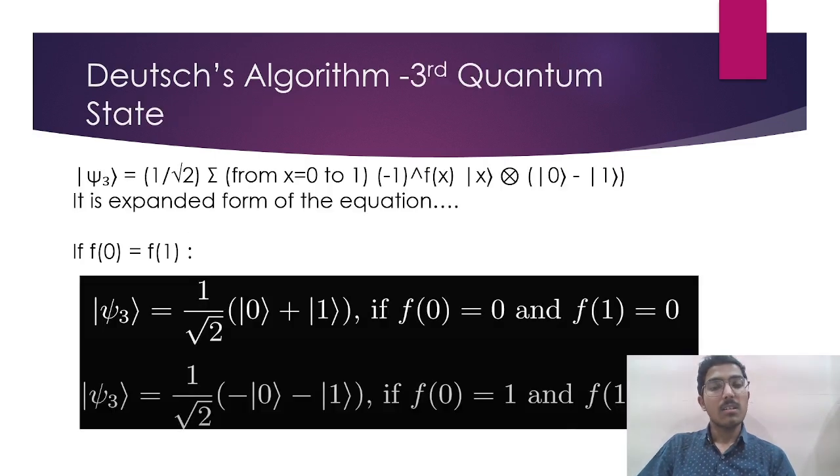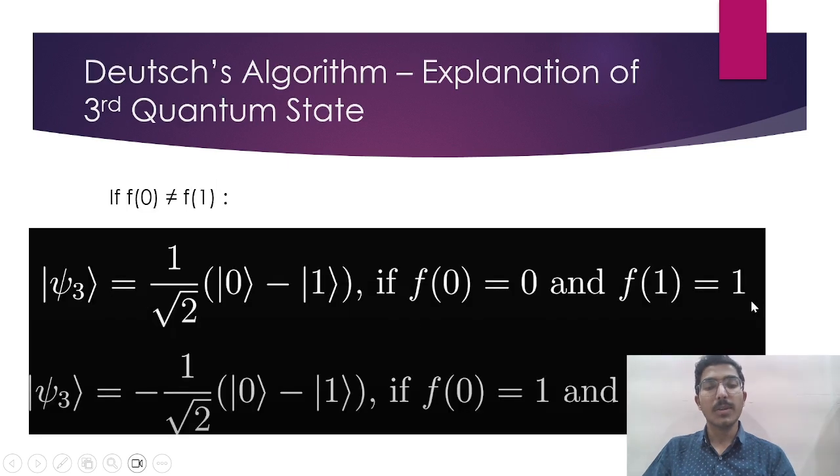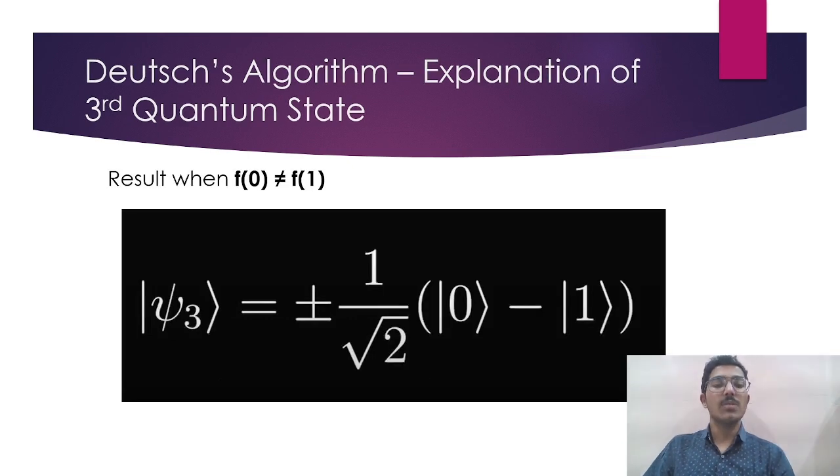As a result, when f of 0 is equal to f of 1, then the third quantum state is equal to plus minus 1 by root 2 of 0 qubit plus 1 qubit. And if f of 0 is not equal to f of 1, then the third quantum state is equal to 1 by root 2 of 0 qubit minus 1 qubit, if f of 0 is equal to 0 and f of 1 is equal to 1. Then the third quantum state is equal to minus 1 by root 2 of 0 qubit minus 1 qubit, if f of 0 is equal to 1 and f of 1 is equal to 0. As a result, when f of 0 is not equal to f of 1, the third quantum state will be plus minus 1 by root 2 of 0 qubit minus 1 qubit.